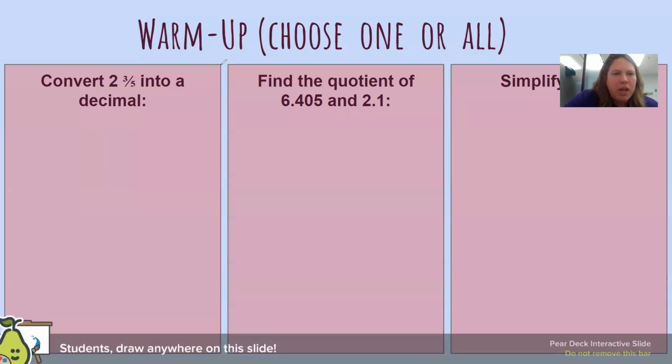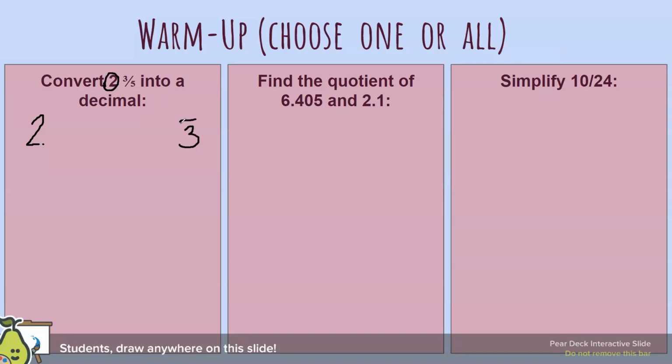We have convert 2 3/5 into a decimal. So hopefully you're looking at this one and you're saying, hey, I know what that is. That's a whole number. And a whole number goes on the left side of a decimal. I hope that that's what you remembered. 3/5, if you remember, is division. So 3 divided by 5.